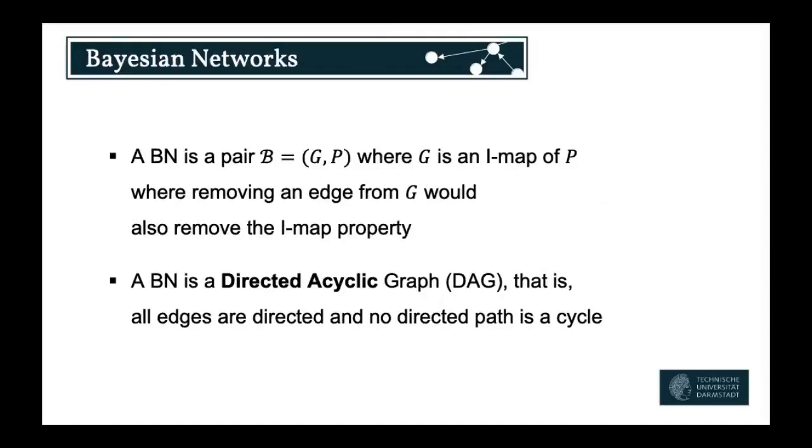So, for example, what is a Bayesian network, right? Again, there are also different definitions for this, and I think over time it has also changed. But I think most commonly what people nowadays do is they just consider it to be a pair, right?